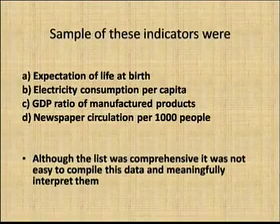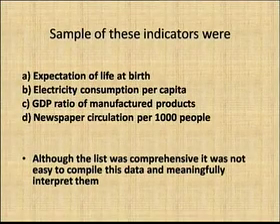Another example, you might wonder why this example is there, is newspaper circulation per 1,000 people. That means newspapers are produced and people read them. More newspapers per 1,000 people would mean more people are reading. Likewise, another one is electricity consumption: how many people consume electricity for household purposes like cooking and so on.